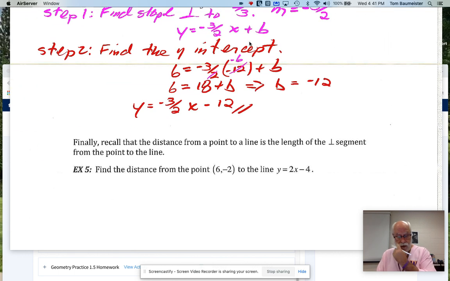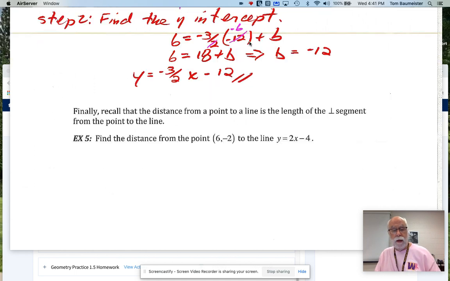And finally, our last one. Finally, recall that the distance from a point to a line is the length of the perpendicular segment from the point to the line. So remember, that's the one where we gave you a couple of lines on a coordinate grid, and then we went from there and found that the shortest line from the point to the line is always the perpendicular one. So let's go ahead and do this again.